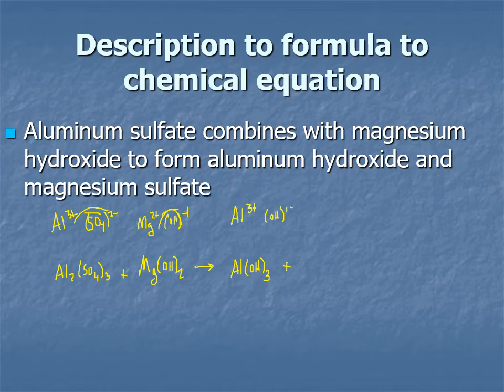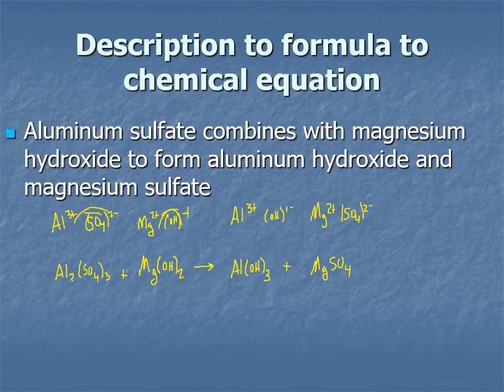And magnesium sulfate. So magnesium is a 2 positive charge, and sulfate is a 2 negative charge. They actually cancel, so I can just write it MgSO4. I really don't need parentheses, so I will not write them. Okay, so there we have a formula equation, and I believe all my formulas are correct.